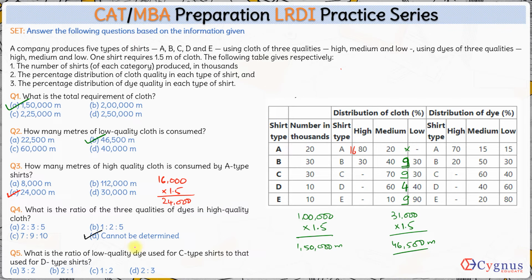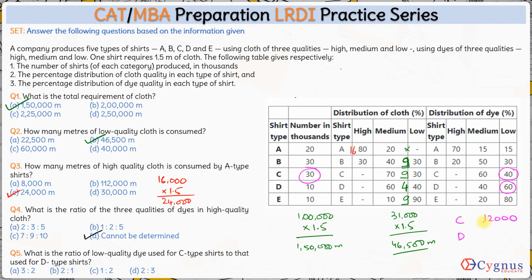Okay. Now coming to the last question. What is the ratio of low quality dye used for type C shirts to that used for D type shirts? Now if you look at the type C low quality dye and type D low quality dye. The number of shirts produced of type C is 30,000. Out of these 30,000, 40%, that means 12,000 shirts are manufactured using the low quality dye for type C.